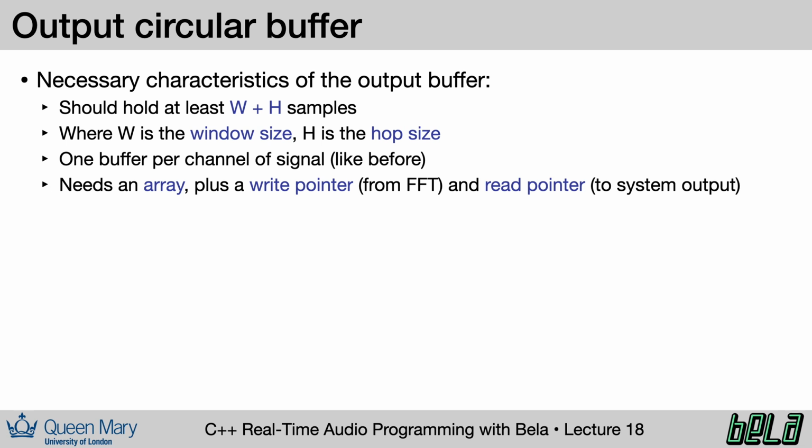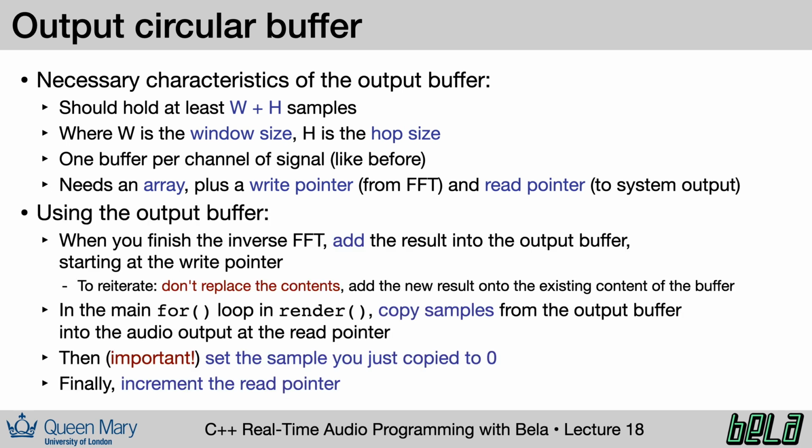Implementing the output circular buffer involves an array of memory plus 2 pointers, as we saw: a write pointer, which tells us where the next block is supposed to be stored, and a read pointer, which tells us where we're pulling samples out of the buffer and putting them into our system audio output. The way we handle the processing, then, is once we finish calculating an inverse FFT, we need to add that window of samples into the output buffer, starting at the location indicated by the write pointer. Remember, we're adding it to what's already there in the buffer. We are not replacing the contents of the buffer. This is core to the overlap add idea.